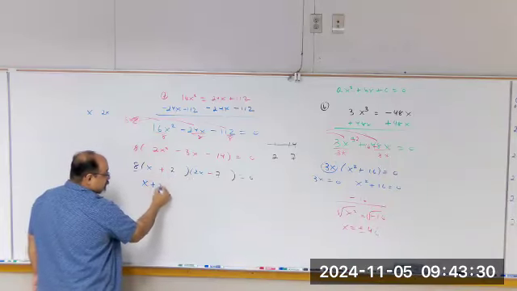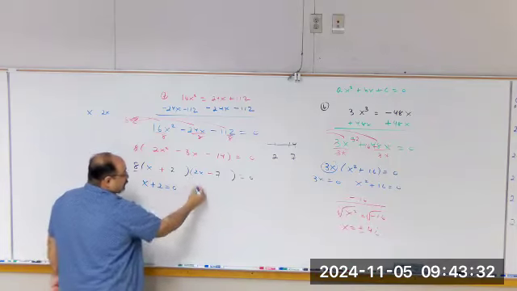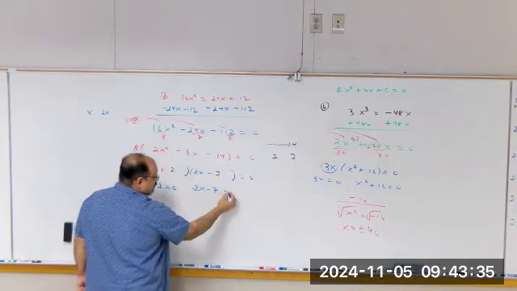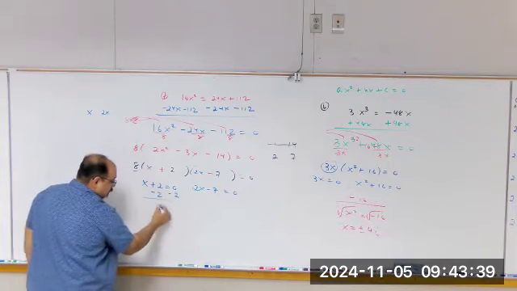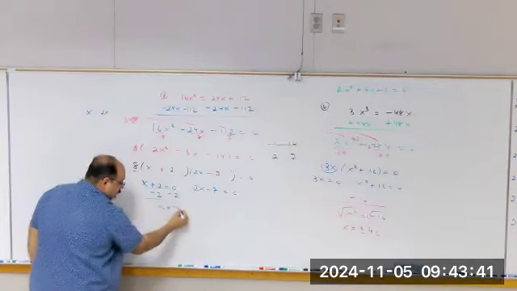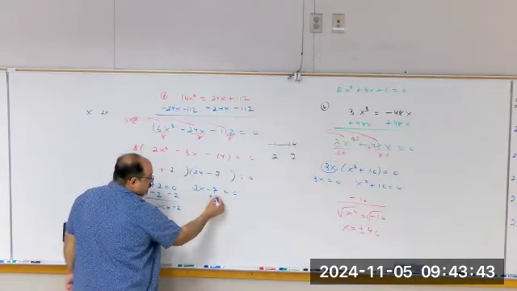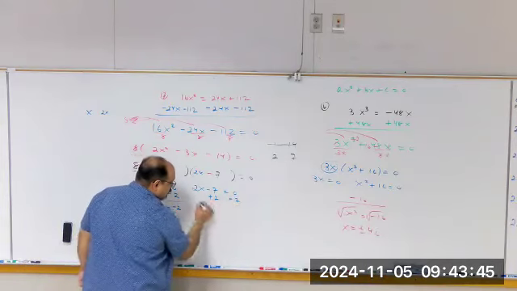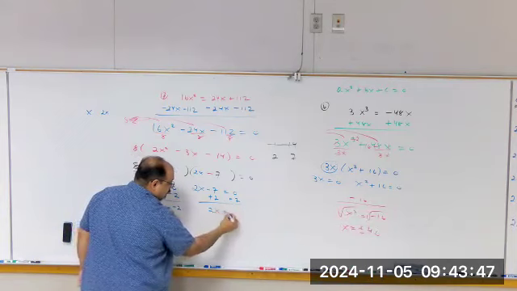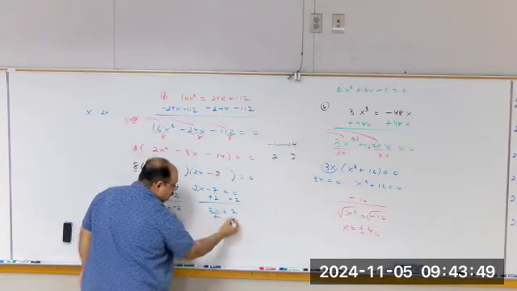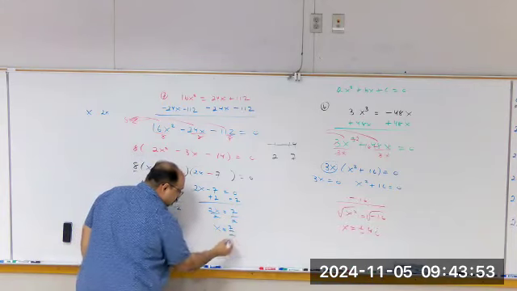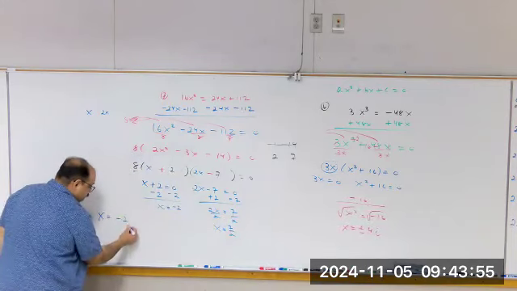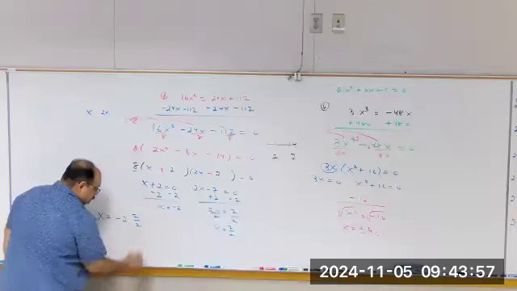So this x plus 2 might be 0, or 2x minus 7 may be 0. Subtract 2. This x is negative 2. Add 7. 2x equals 7. Divide by 2. This x is 7 over 2. So negative 2 and 7 over 2.